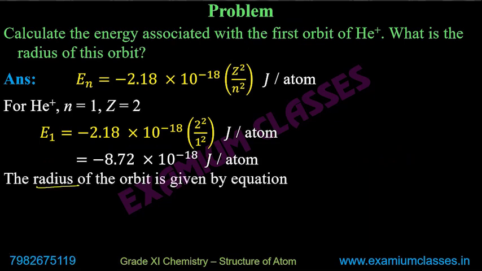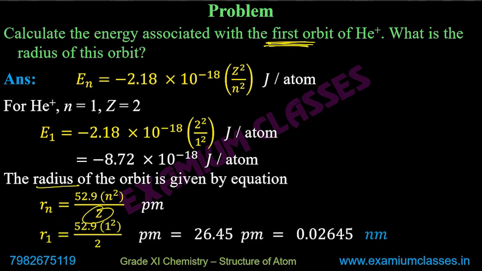Then for radius you apply the formula. Now for radius, the Z is in the denominator. Substitute the same values, n equals 1 because you have to calculate for the first orbit. For helium, atomic number is 2. When you substitute the values, you get 0.02645 nanometer. Because this one is in picometer, you can convert it to nanometer, or even if you leave it here, it is correct.